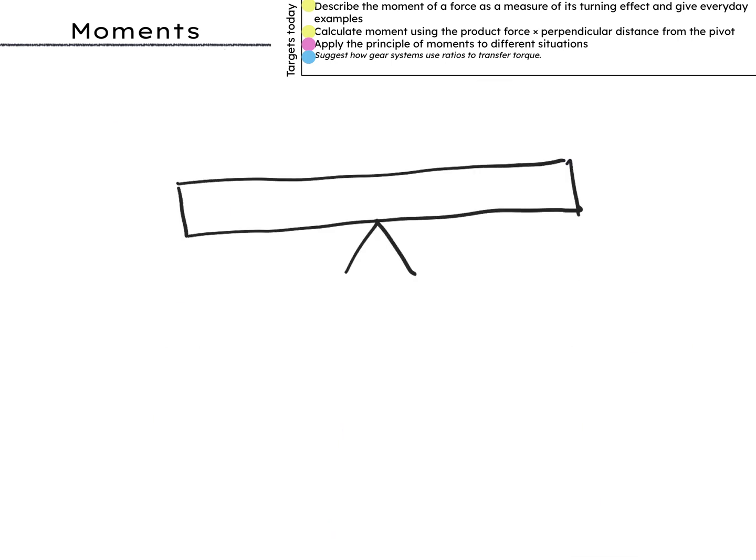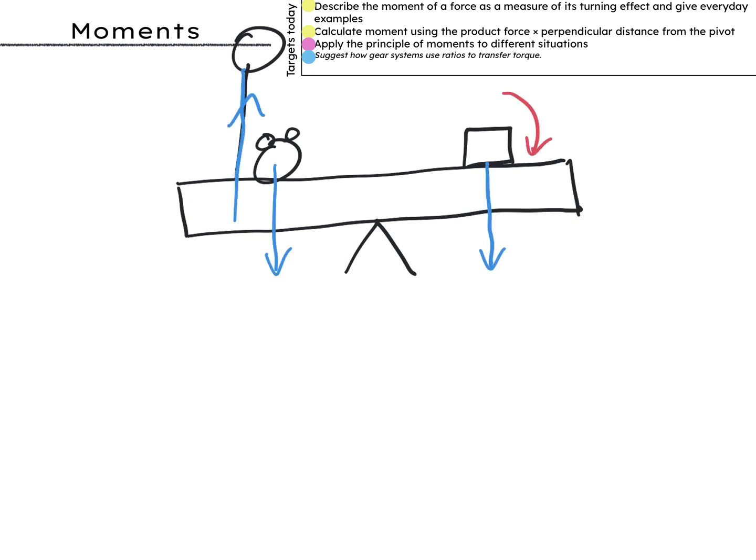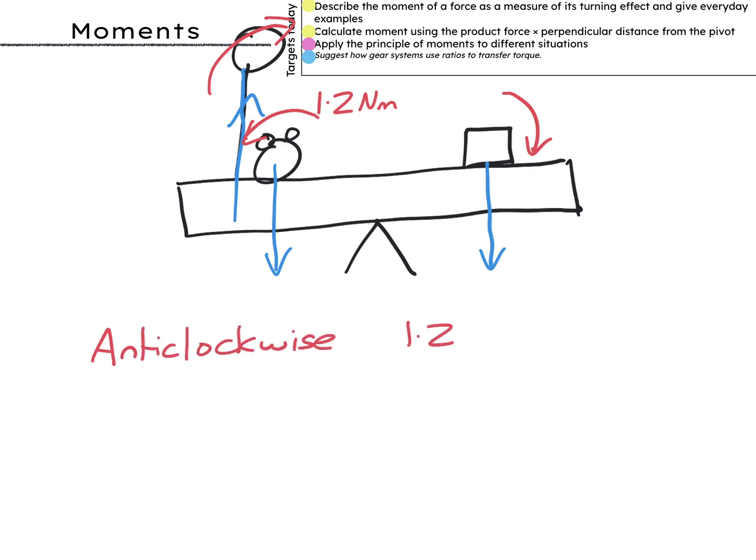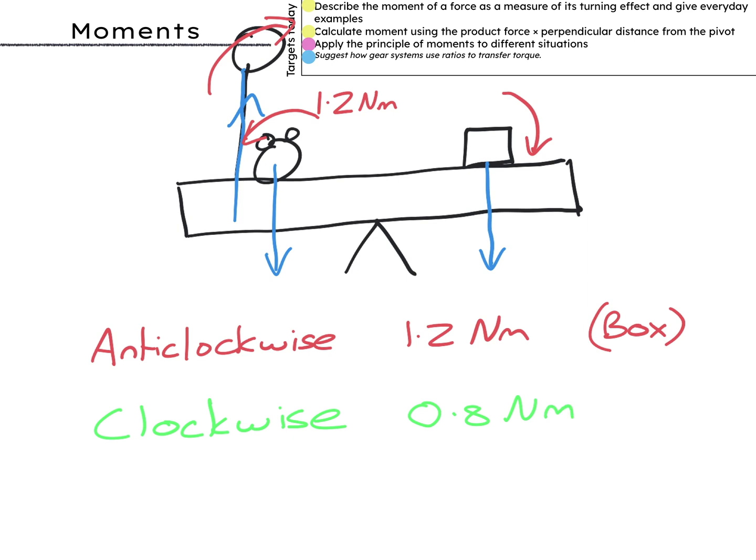If I put them all together in one diagram, we can add up the moments. Anti-clockwise is just the one at 1.2 newton meters. Clockwise, we have both the box at 0.8 newton meters and the balloon at 0.4 newton meters, making a total of 1.2 newton meters clockwise. Since the total clockwise moment is equal to the total anti-clockwise moment, the beam is in equilibrium.